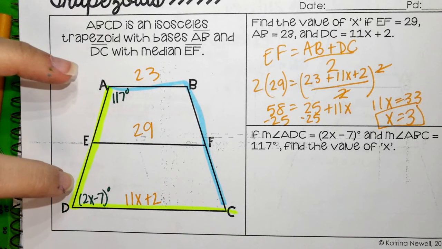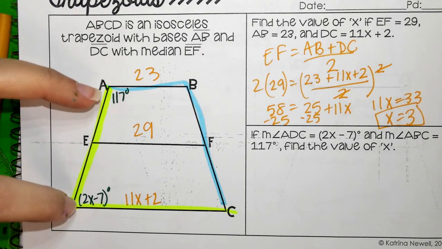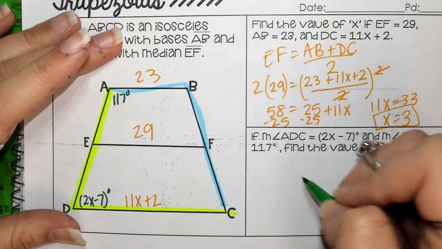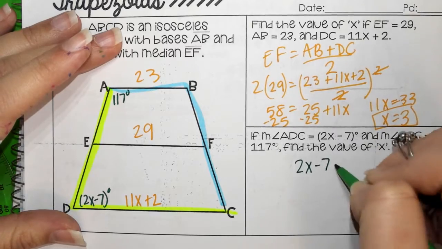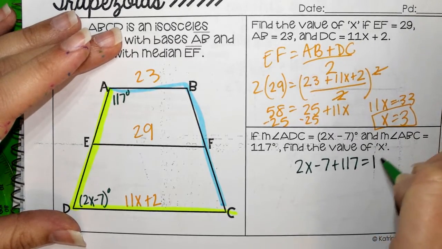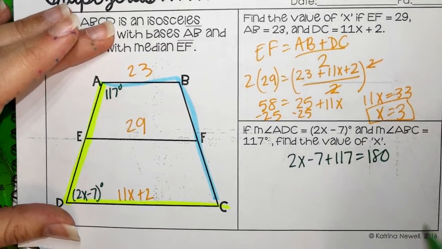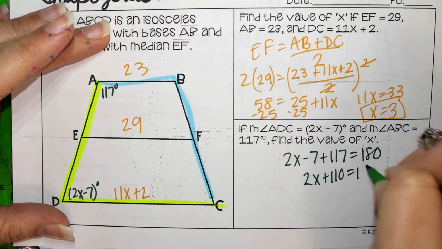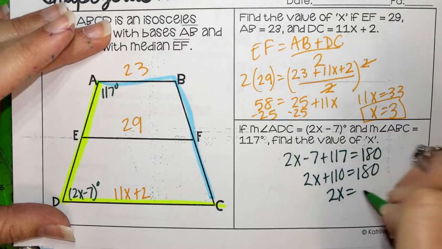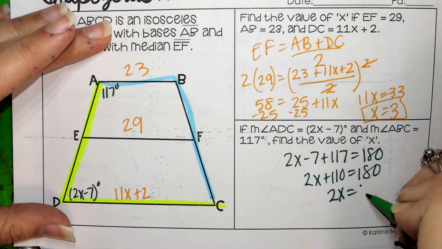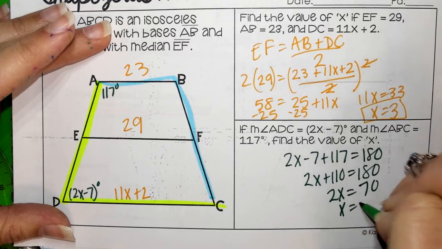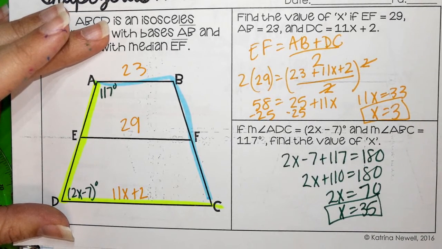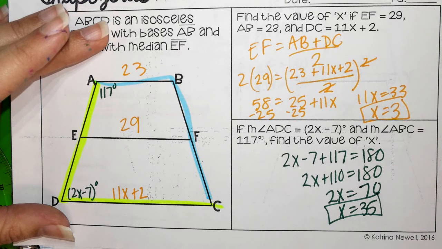And what do we know about consecutive? You're not gluing that down, so please stop cutting that. What do we know about consecutive angles of a trapezoid? They add up to 180. So you would do 2x minus 7 plus 117 equals 180, which would mean 2x plus 110 equals 180. Subtract 110 and you get 70. And x is 35. Now that was easier than the first one.